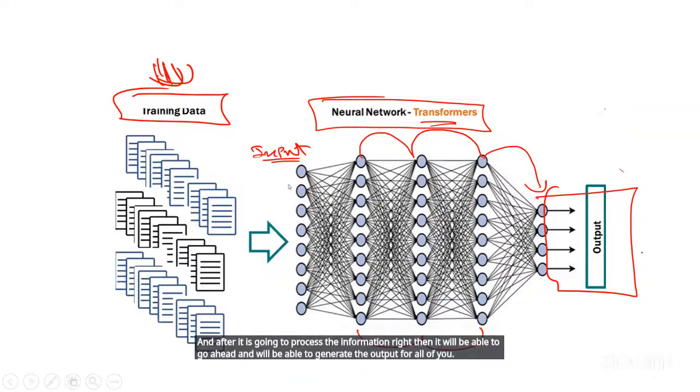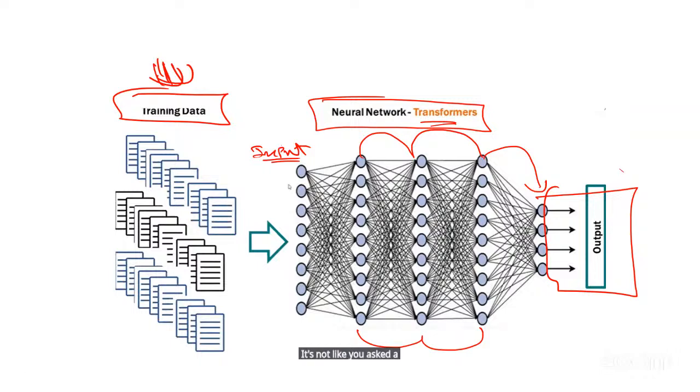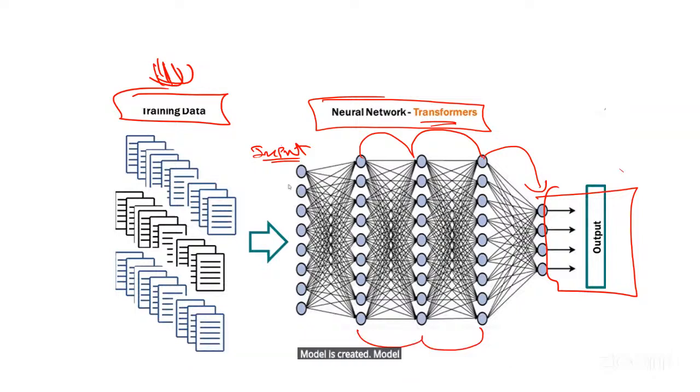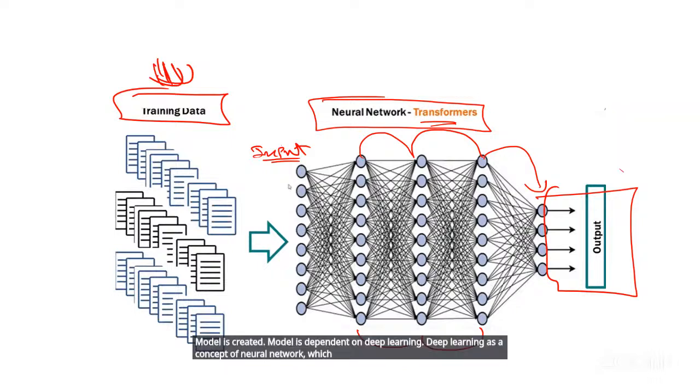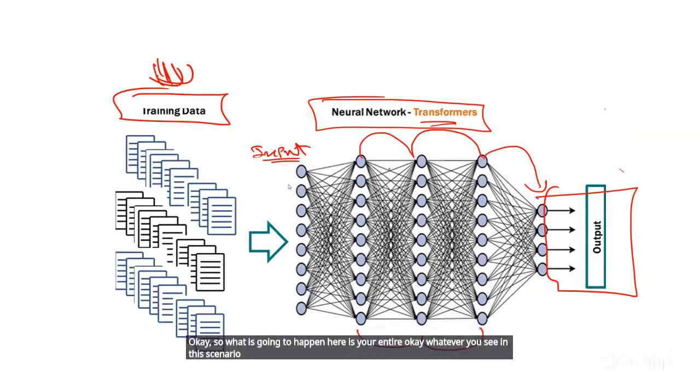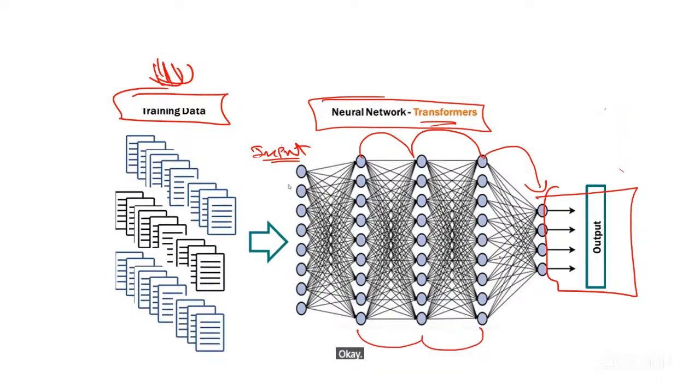It's not like you ask a question and it does some magic at the back end and then gives you the answer. No magic. The model is created, and the model is dependent on deep learning. Deep learning is based on the concept of neural networks, which we already learned in the previous sessions. So your entire machine has been fully trained. It has been fed with a lot of training data, and from all of that training data, your model was able to learn on its own.